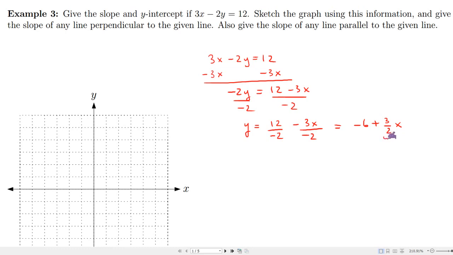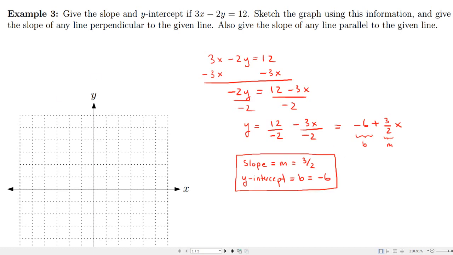So the coefficient in front of x is your m, and this is your b. So the slope is equal to m, which is positive 3/2, and the y-intercept is your b, and that's just negative 6. Okay, so we solved that part of the problem.